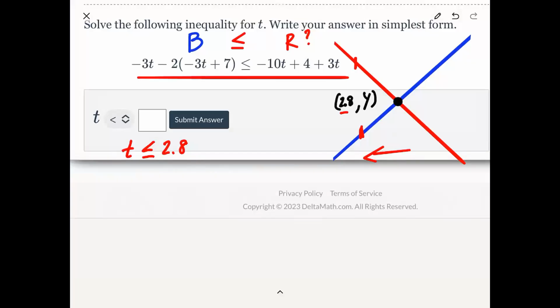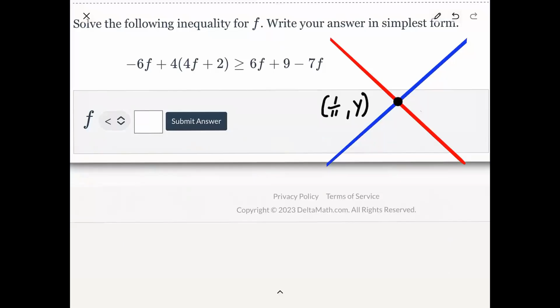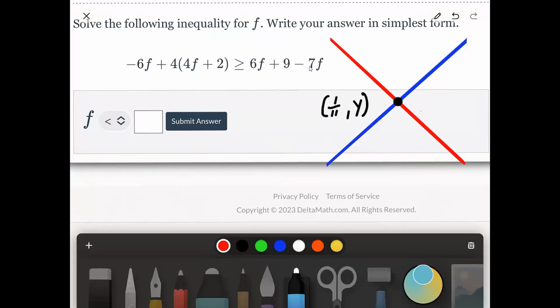Let's look at one of these. Not this one. It's already done. I want to do this one. All right, now you look at this and you see all of this stuff. Negative 6f plus 4 times parentheses 4f plus 2 is greater than or equal to 6f plus 9 minus 7f. Now, what I want y'all to start doing is don't focus on that because we're going to use the calculator. What you need to focus on is what the question is asking.